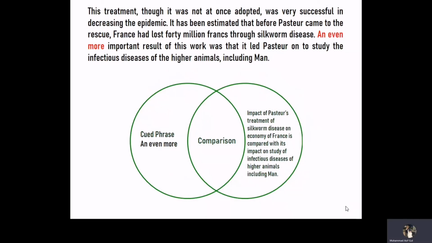The cued phrase here is "and even more," and it makes a comparison. And we learn that the impact of Pasteur's treatment of silkworm disease on the economy of France is compared with its impact on the study of infectious diseases of higher animals, including man. So this is how we apply this activity of text structure graphic organizer to improve our comprehension of any given text.